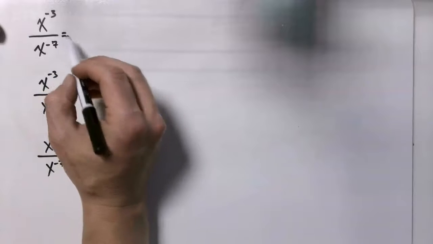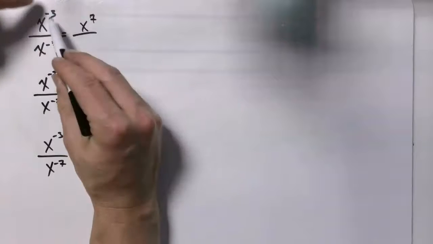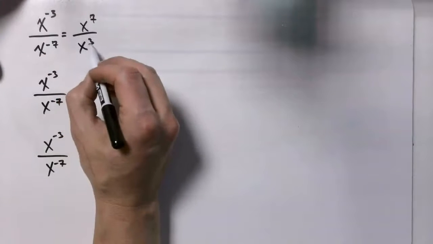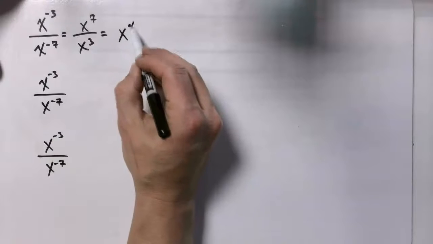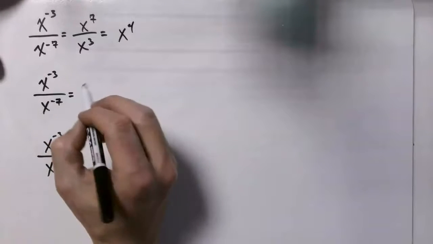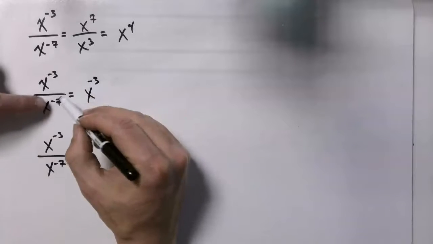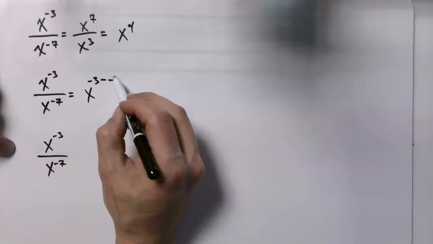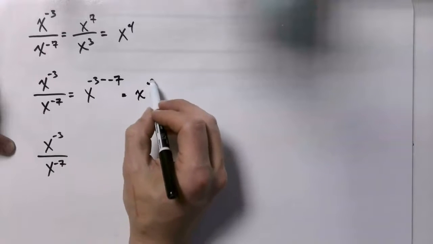Well, the first one, you might be this kid. You might say, both negative? Crazy, I'm moving them where they're positive. And your first move would be, I'm moving x to the negative 7 to the numerator. I'm moving x to the negative 3 to the denominator. And then you're like, oh, it's bigger on top. This is going to be x to the 4th. Done. But if you wanted, you could follow the rule and you could say, well, this would be x to the negative 3 minus a negative 7. Minus a minus would be a plus, and you would then get x to the 4th.